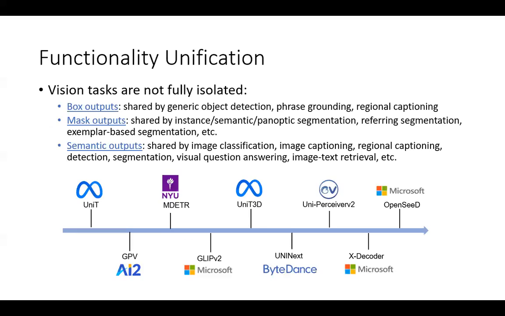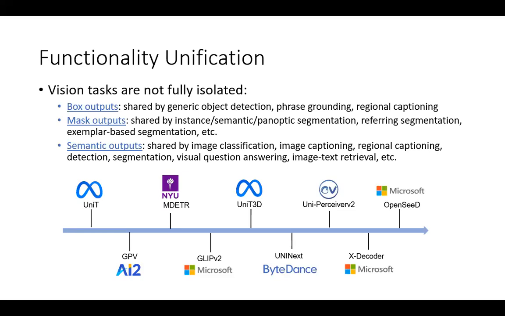So on the other hand, some other works are doing this kind of functionality unification. The intuition is very simple and straightforward. The vision tasks are not fully isolated, right? For example, a lot of tasks share the box output. Generic object detection, phrase grounding, and regional captioning need to predict some kind of box, and this can be shared across different tasks. And the mask output can also be shared by instance, semantic, and panoptic segmentation. All of these segmentation tasks can use a single mask decoder head to decode the mask, and also, of course, referring segmentation, example-based segmentation, etc. And the semantic output can be shared across different tasks like classification, image captioning, regional captioning, detection, segmentation, a lot of different tasks.